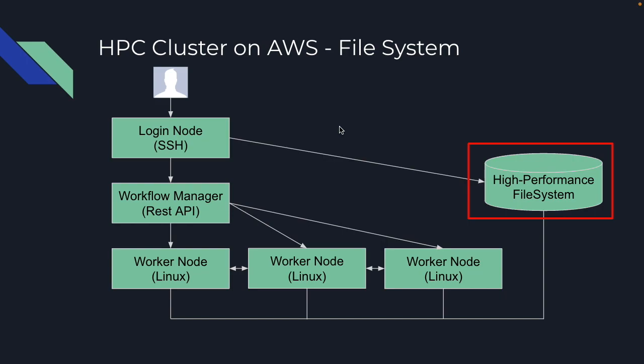Also, a high-performance file system is not a single machine. It's a cluster of machines that will get read and write requests and split that into as many ways as you configure it to be split into, and try to process those requests in parallel. That's why that's a high-performance one, okay?